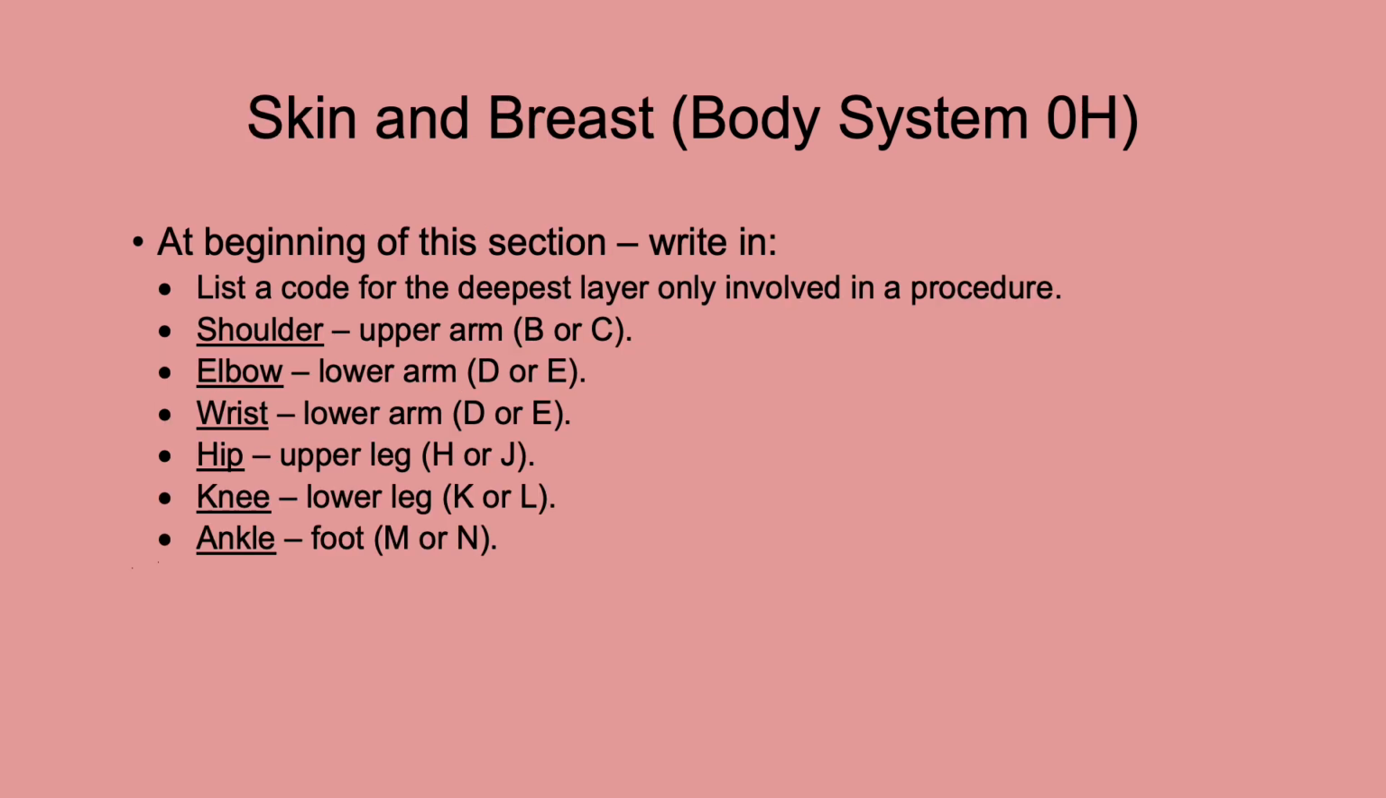Skin and breast. So at the beginning of this section, write in, list a code for the deepest layer only involved in a procedure. And these other ones are really important. These are in the guidelines. So shoulder is listed as upper arm, elbow is listed as lower arm, wrist is listed as lower arm. There's not a specific value for shoulder, elbow, wrist. You use lower arm, upper arm, etc. Hip is upper leg, knee is lower leg, ankle is foot. So that's in the guidelines, but if you write it in at the beginning of this section, you'll be good.